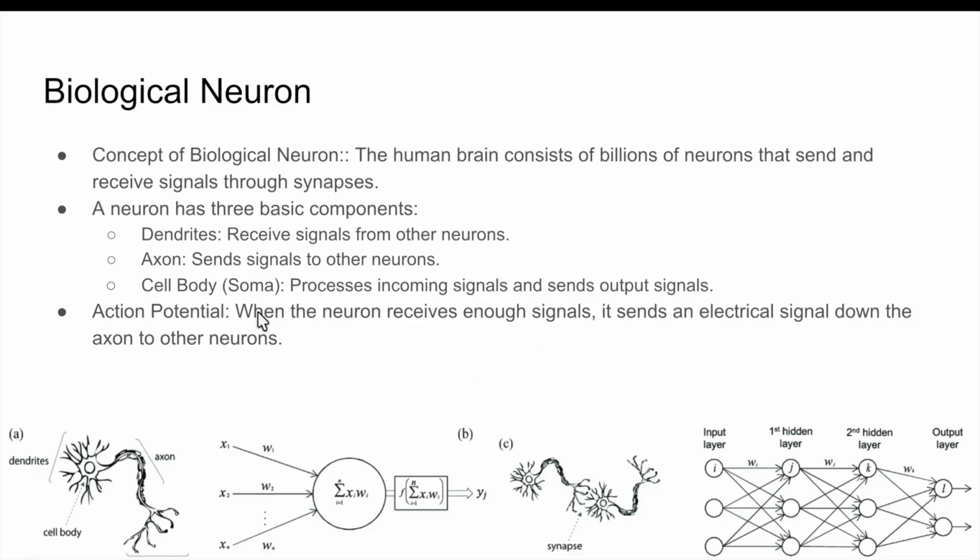What happens is, when the neuron receives enough signals, it sends an electrical signal down the axon to other neurons, and that connection is shown over here. Like this, many other neurons are connected, and that is when the memory is formed. Let me give an example, an analogy: take the example of a child who goes to the kindergarten or KG for the first time.